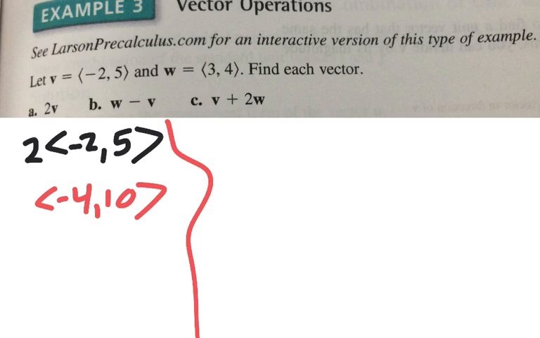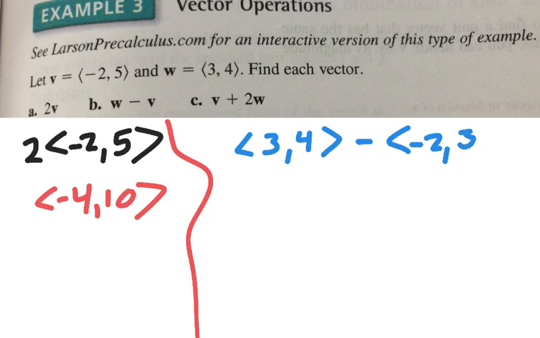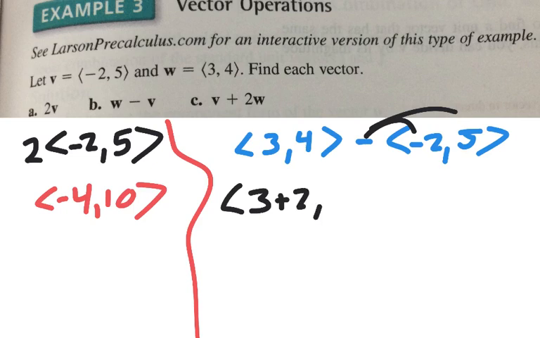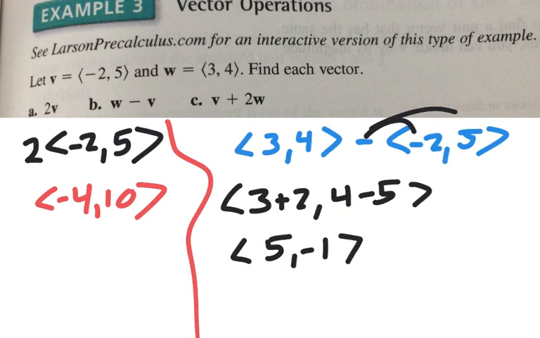Okay, b part tells me to do w minus v. So this time I'm going to take my vector w, which is at 3, 4. I'm going to subtract my vector v, which is at -2, 5. Okay, you have to distribute that negative, right? So this is going to give me 3 minus negative 2, which means I'm going to add 2. And 4 minus 5 will be my y components. So this is going to give me 5, negative 1.